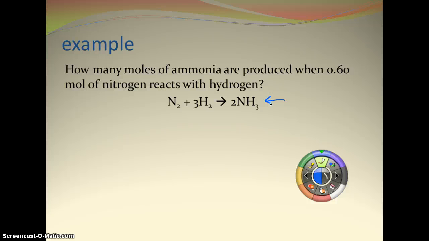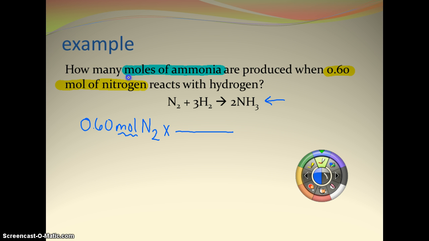So, we need to find what we have been given. And we have been given 0.60 mole of nitrogen. And what are we trying to find? We are trying to find moles of ammonia. So first thing we need to do is write down our given. 0.60 mole of nitrogen. Now, what are we trying to get to? We're trying to get to moles of ammonia. Since we have moles and we're trying to get to moles, we can just use our mole ratio.